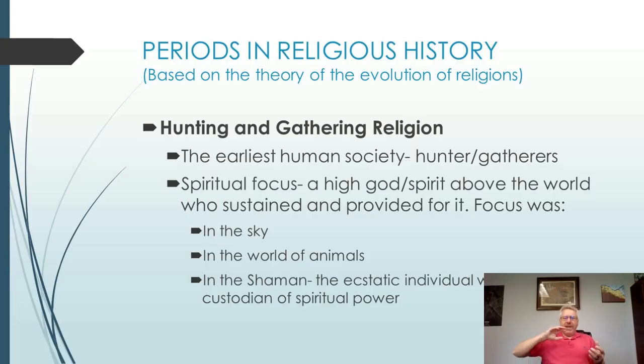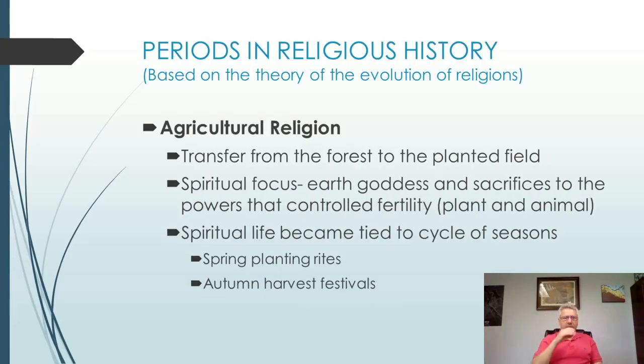In other words, they had this sky god and this world of animals and spirits, and the shaman could, by contacting this sky god and this world of spirits and animals, tell them where to go next and where to go hunt and where to go gather, and he would have visions and things like that. That was kind of their focus and their worship.